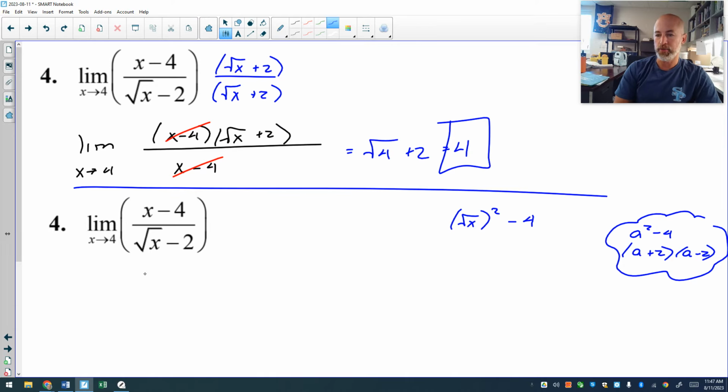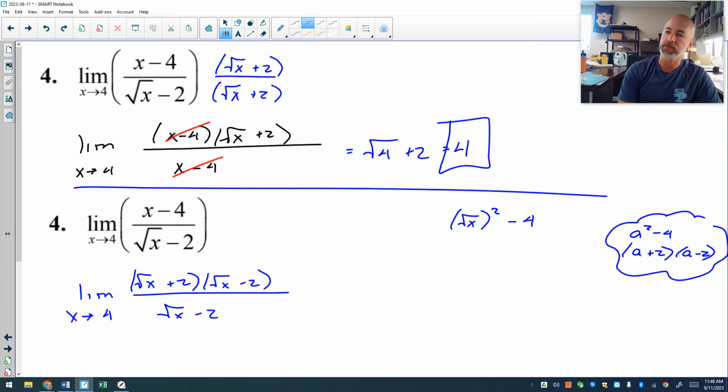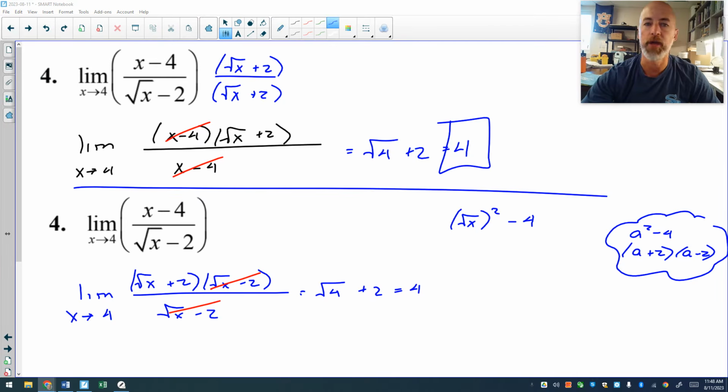So that numerator is actually going to factor to the square root of x plus 2 and the square root of x minus 2 over the square root of x minus 2, and we will apply the limit to this. And now I can cancel the square root of x minus 2's. I can plug 4 in for that, so I get the square root of 4, plus 2, and we get the exact same answer we had just a minute ago.